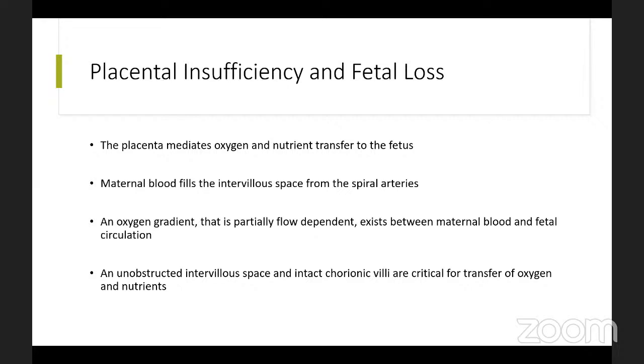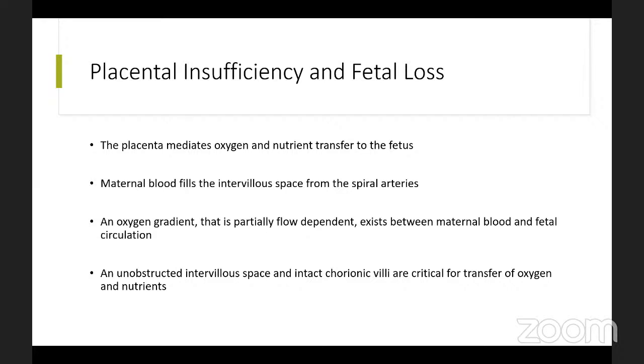So as we're all well aware, the placenta is largely responsible for mediating oxygen and nutrient transfer to the fetus. And by largely responsible, it's entirely responsible. That's the whole job of the placenta. And as, again, we all know, maternal blood fills the intervillous spaces from these spiral arteries of the uterus. And basically, there's an oxygen gradient that should exist between the maternal blood and the fetal blood that's within the capillaries of the villi. That's partially flow dependent.